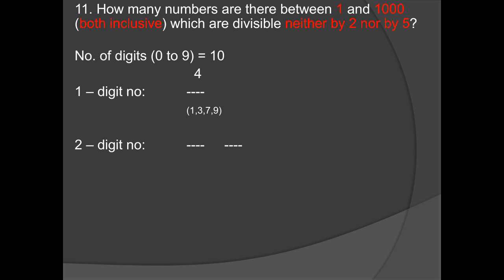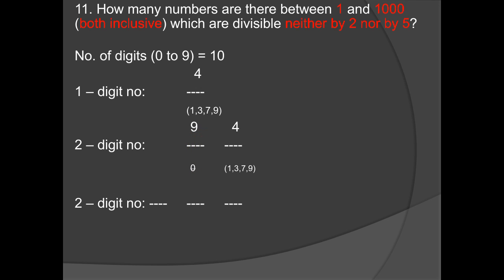Coming to two digit numbers. The ending digit must be 1, 3, 7, 9 only. That is the only way. So the last digit in the two digit number can be placed 4 ways, isn't it? Now here 0 cannot be included as the first digit. So excluding 0, totally 9 digits.